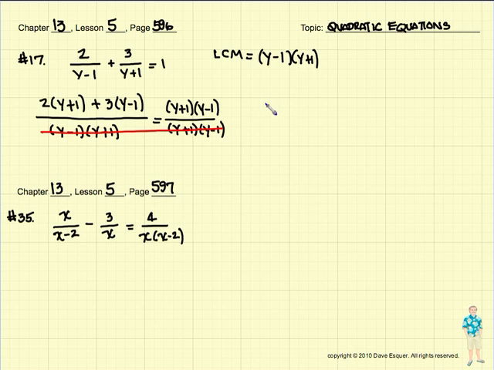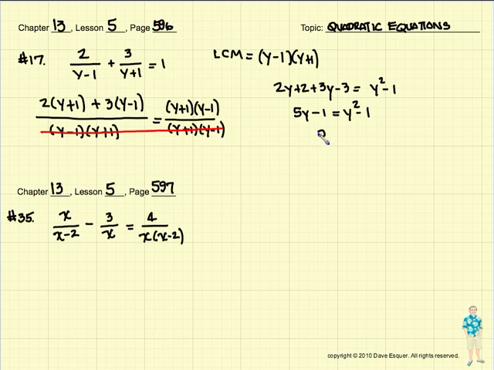So this looks like 2y plus 2 plus 3y minus 3 is equal to y squared minus 1. If you FOIL the stuff on the right side, we know y plus 1, y minus 1. So if we combine like terms, we have 5y minus 1. That turns out to be y squared minus 1.